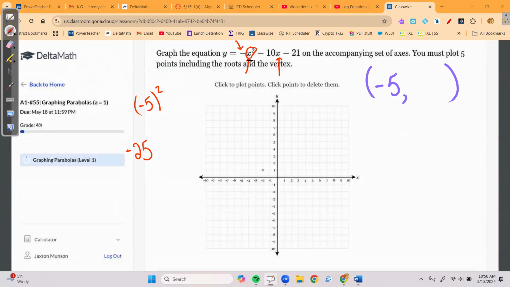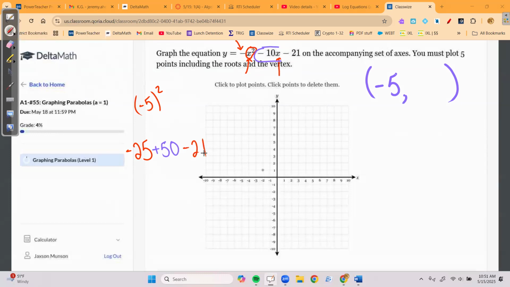And then the second part of it, I'll draw a purple jelly bean. What's negative 10 times negative 5? Negative times a negative is a positive, and what's positive 50? 10 times 5 is 50. And then you have a minus 21 at the end of your equation. So we're just going to take away 21.